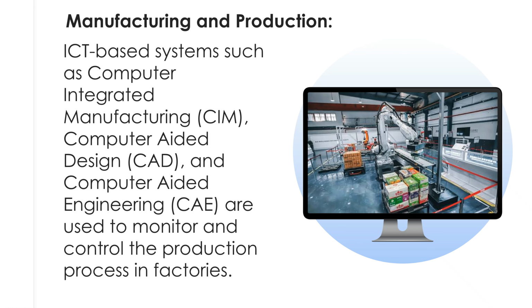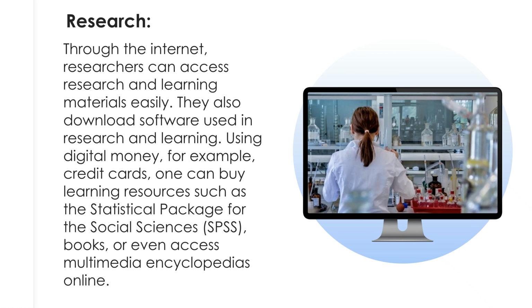Sixth, we have manufacturing and production. So systems like computer integrated manufacturing, computer aided design, and computer aided engineering. So they all work together and are used to monitor and control production processes in factories, from the large vehicle assembly plants even to small manufacturers.